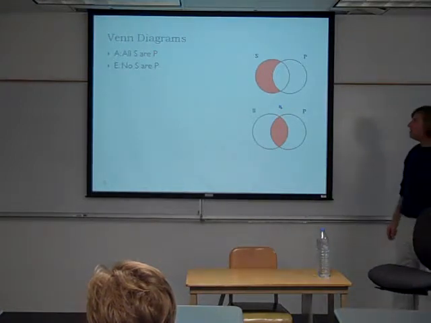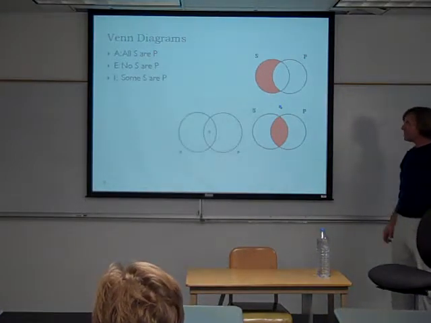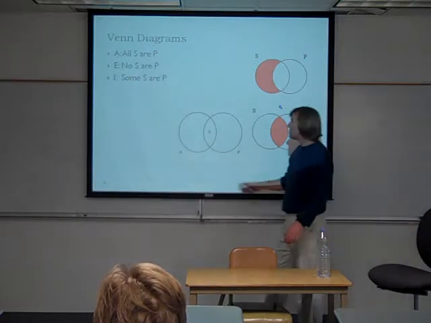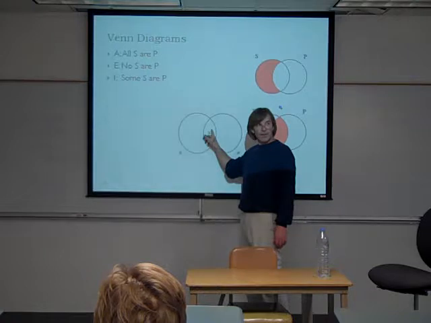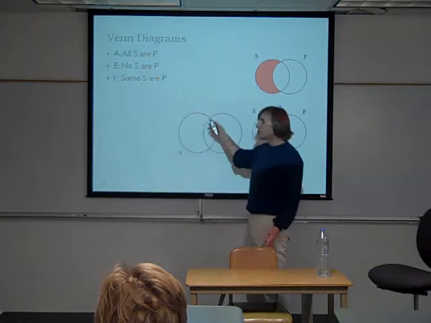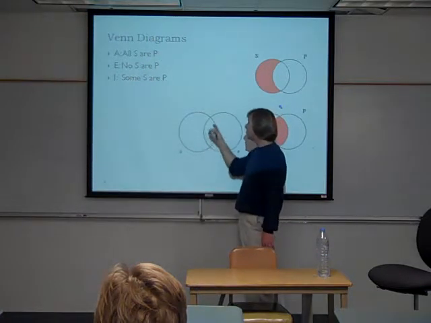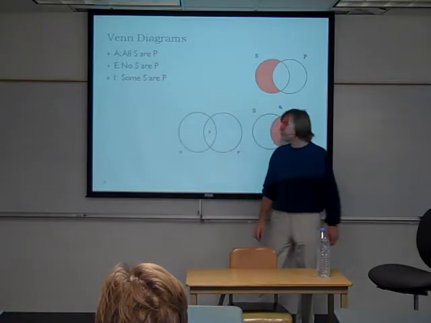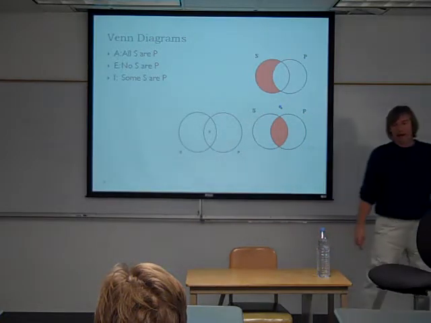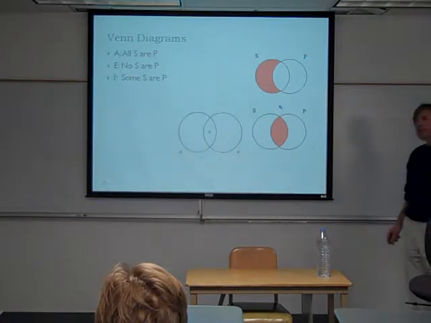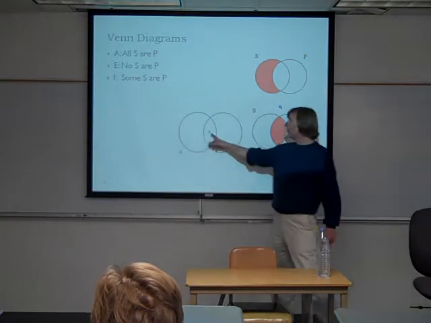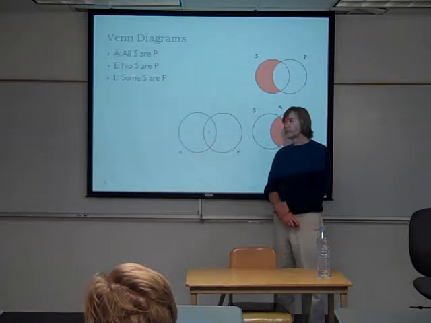Okay, now it's a little different when we go to some S are P. Here we're going to say that there is at least one in here. And so we're saying that there is at least one object in this domain where we are both in S and P. Now, how would we do it if we say that some S are not P? Where would this X go? Some S are not P.